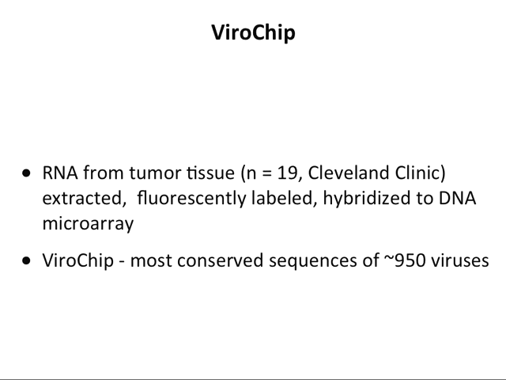So they took RNA from tumor tissues. They took 19 different tumor tissues, which were collected at the Cleveland Clinic. And they extracted RNA, labeled them fluorescently, and hybridized them to this viral microarray. Okay, not a cellular microarray. It's all viral sequences because they want to know what kind of viruses might be in the prostate tumor.